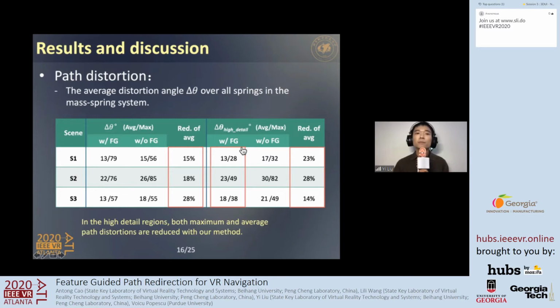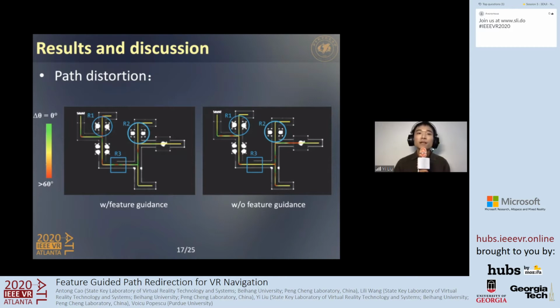Our method yields smaller average distortions in both the entire path and high detail regions. Moreover, in high detail regions, both the maximum and the average path distortions are reduced with our method. The figure visualizes the path distortions with different colors. Regions R1 and R2 have high feature density. With feature guidance, the path is yellow or green. Without feature guidance, the path is red or orange, which indicates large distortions.